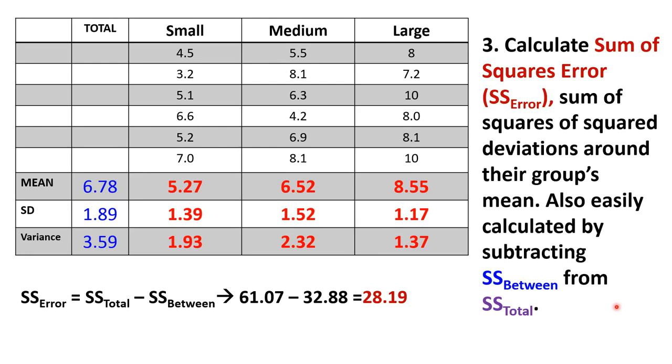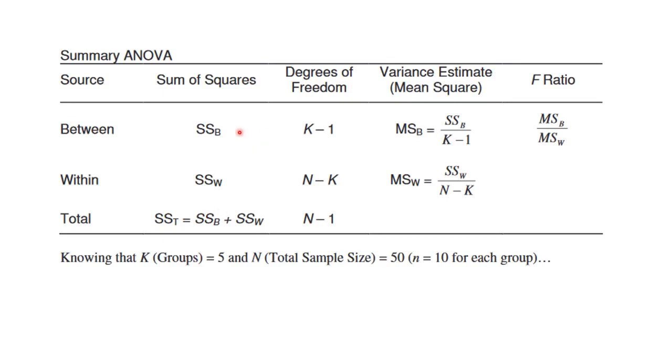Now what's left is the sum of squares error, or the amount of variance within each individual group, right? So we've calculated the total variance, the variance between groups. Now all that's left over is the variance within groups. And this is easy because we've got 2 of the 3 components, so we can take the total minus the between, and that gives us the error, right? And that's 28.19. Okay, so again, if we go back to the ANOVA table, here's total, here's within, here's between.